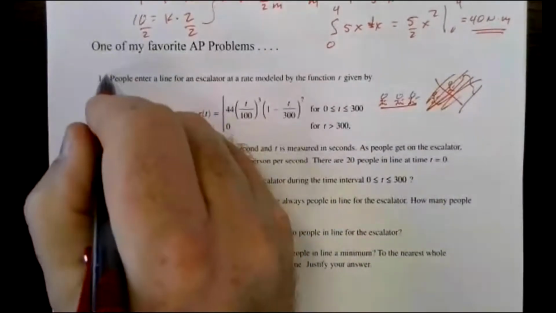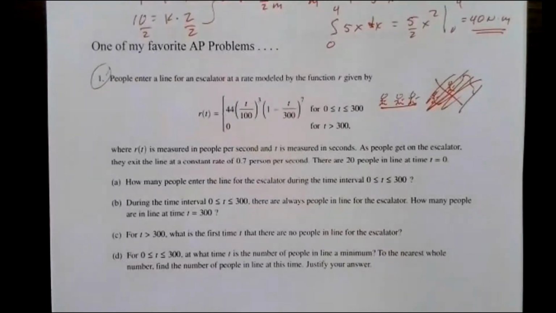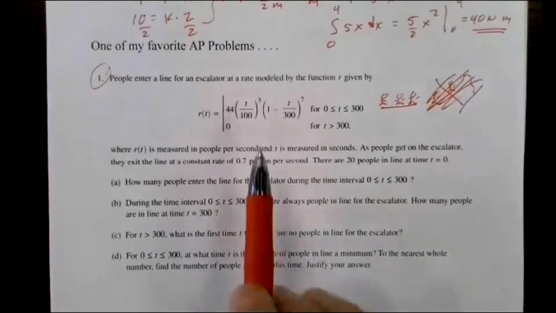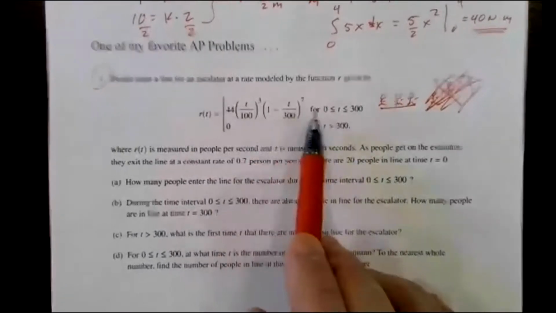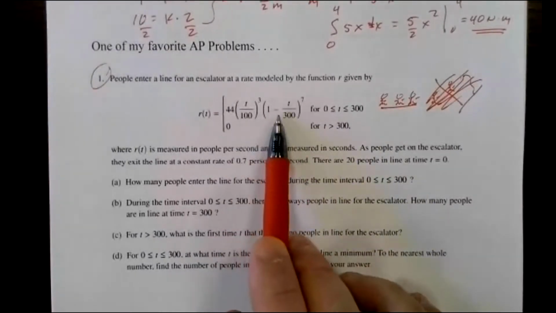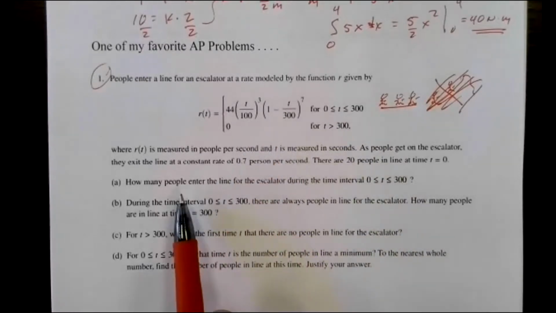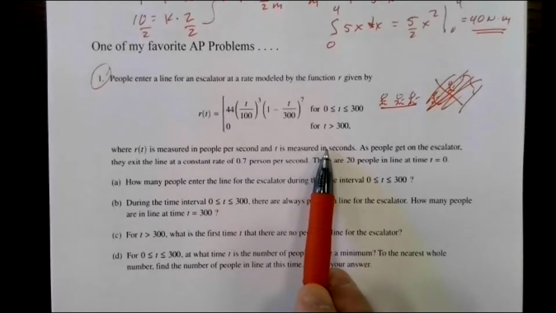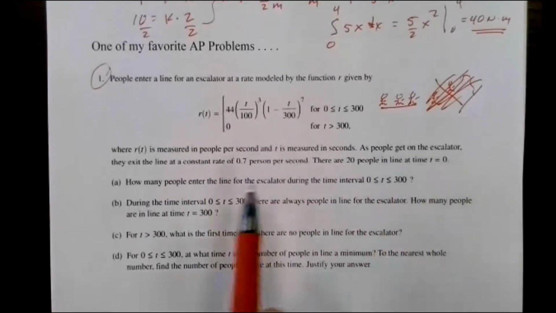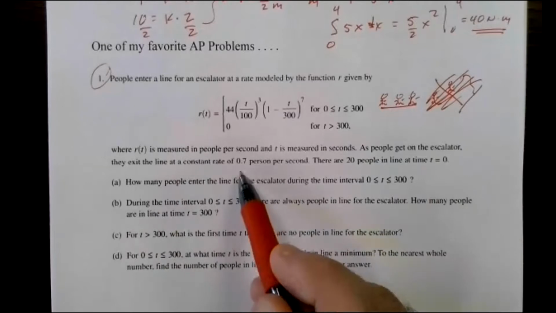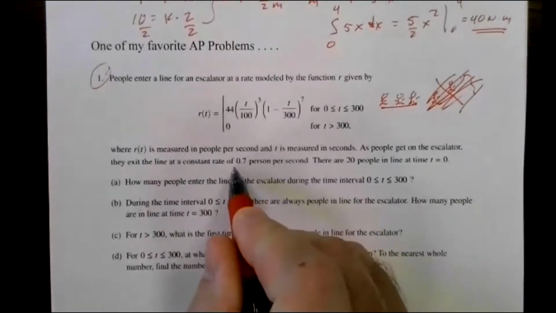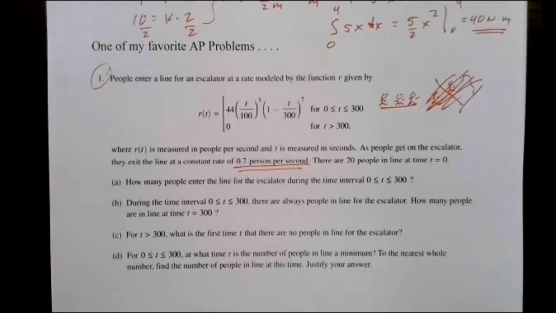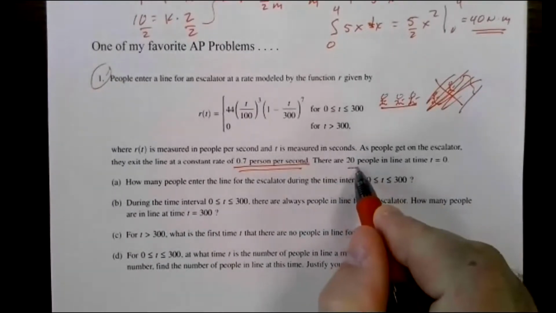Okay, it's a calculator problem. It's number 1 or number 2 on the free response. And looking at this, it's like, yeah, I hope it's a calculator problem. So they're getting in line at a rate. Right? What does that mean? I don't know what that looks like. I should graph it. Yeah, I'll get to that. All right. It's measured in people per second, times in seconds. And they get on the escalator. They also get off, and they're getting off at 0.7 persons per second. That's a little dangerous. Be careful with that. All right. At time 0, there's 20 people.